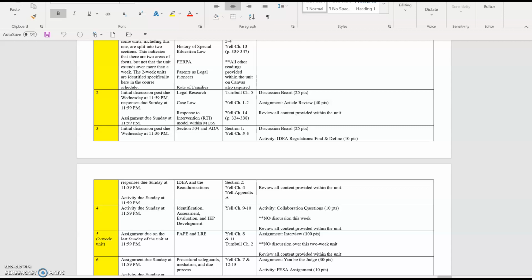Welcome to Unit 4 of EDSE 510. This week our focus will be on identification, assessment, evaluation, and IEP development.